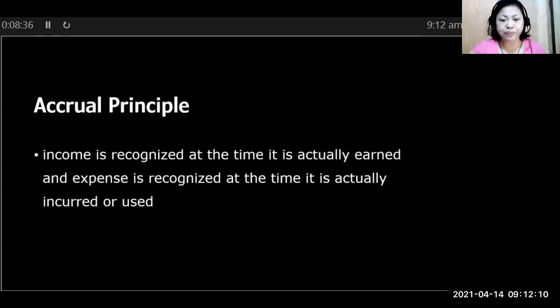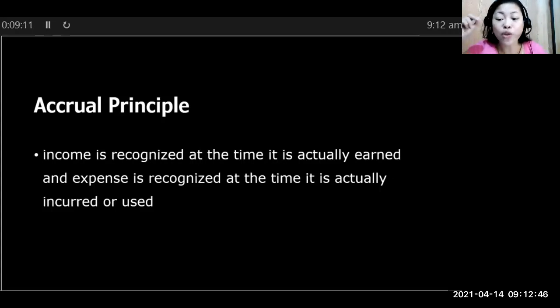An example of that case is when you receive cash from a customer for a reservation of a hotel room for 2 weeks. However, the reservation will be for next month. So the receipt of cash from the customer does not necessarily mean the income should already be recognized. Rather, it should be recognized as a liability in the form of service to be rendered next month.